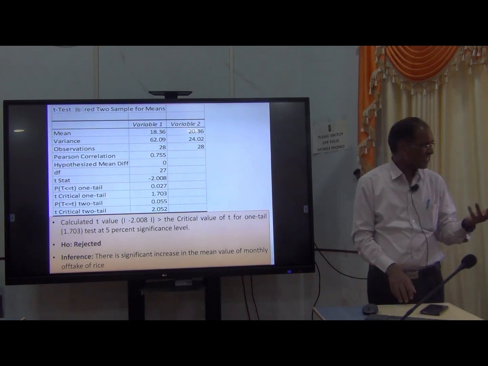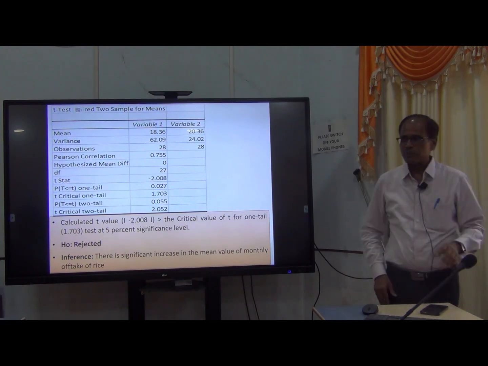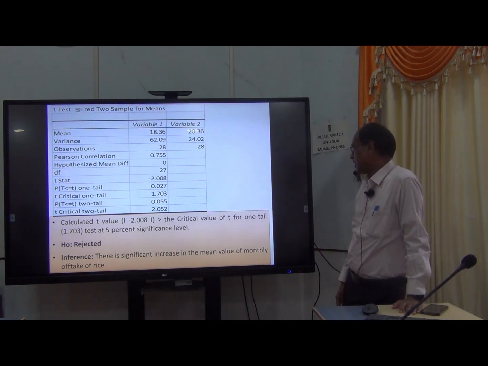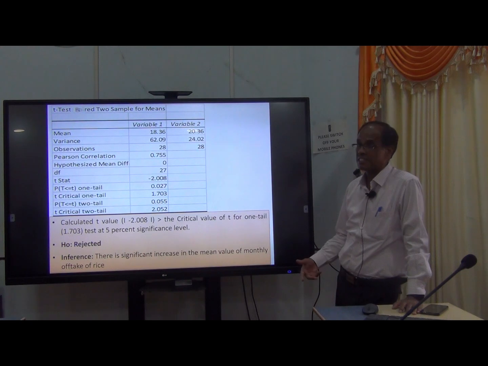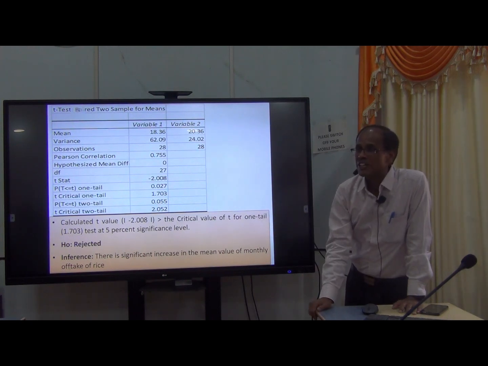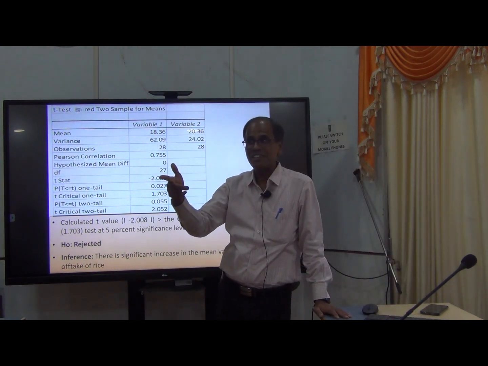The null hypothesis, there is no difference in the purchase of rice before and after, is rejected. That means there is a significant increase in the mean value of monthly purchase of rice after the introduction of this biometric system in the fair price shop. See, focus on the way we write the inference.